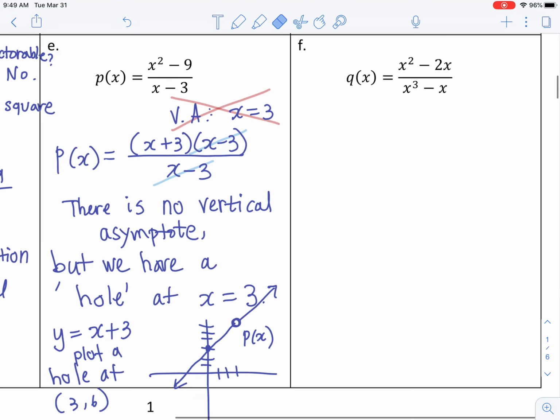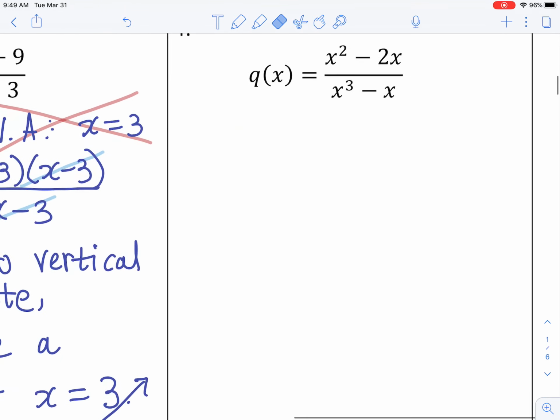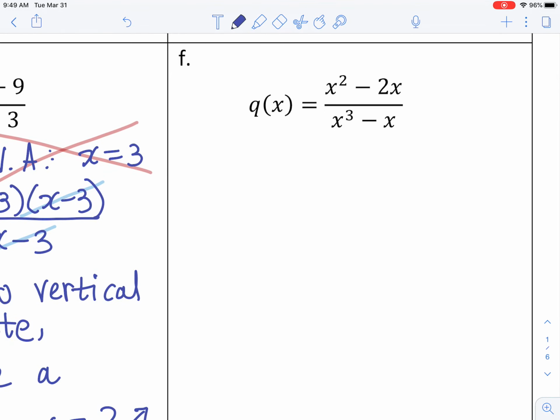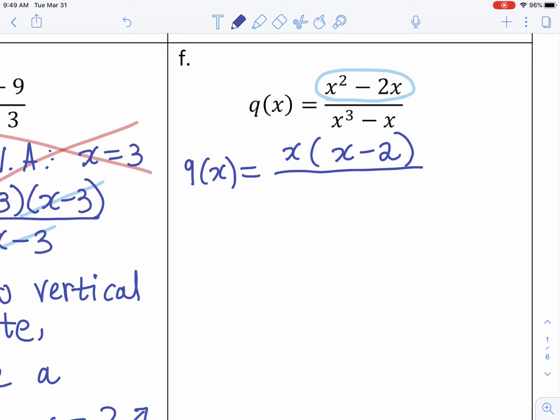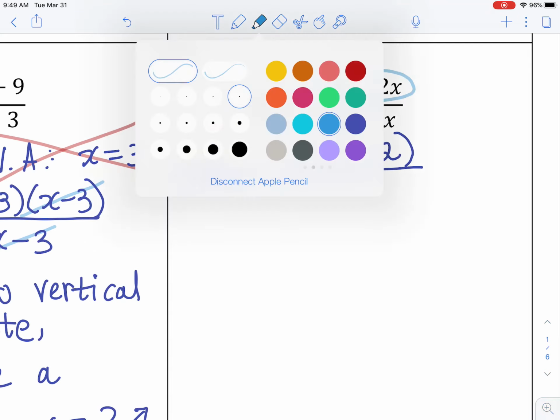Okay, let's try the last one, F, right here. Let me try to zoom in. Okay, so first thing that you're going to need to do is factor, to see if we can simplify. If you look at the numerator, we have x squared minus 2x. I can factor out x because they both have x. Then I will have x minus 2 left inside. I'm done with the numerator.